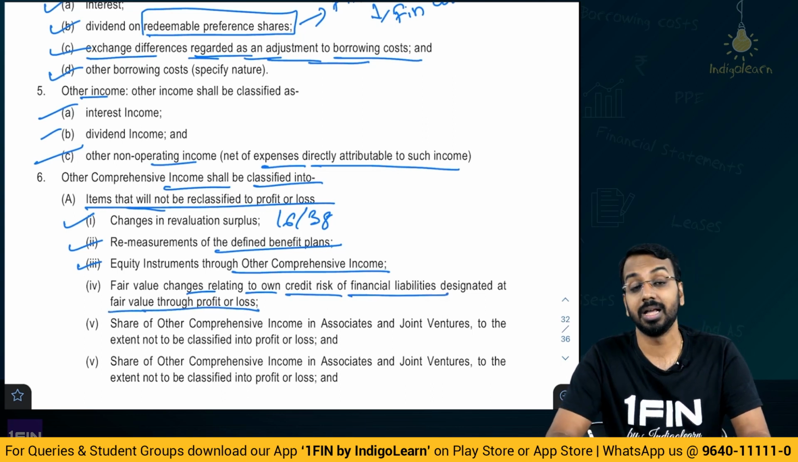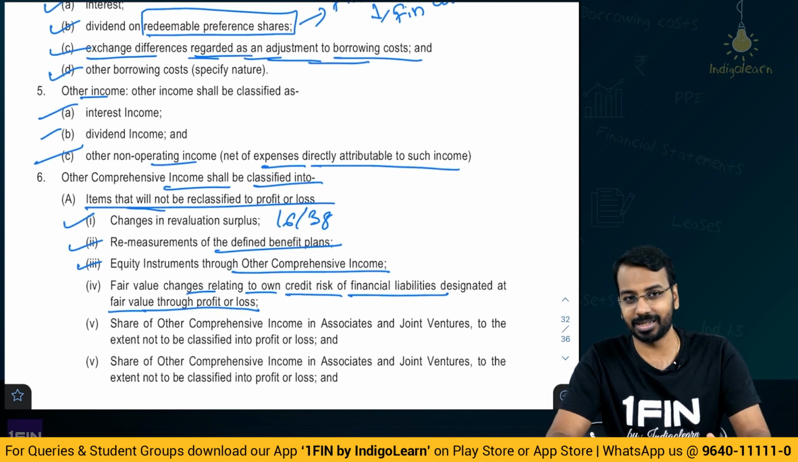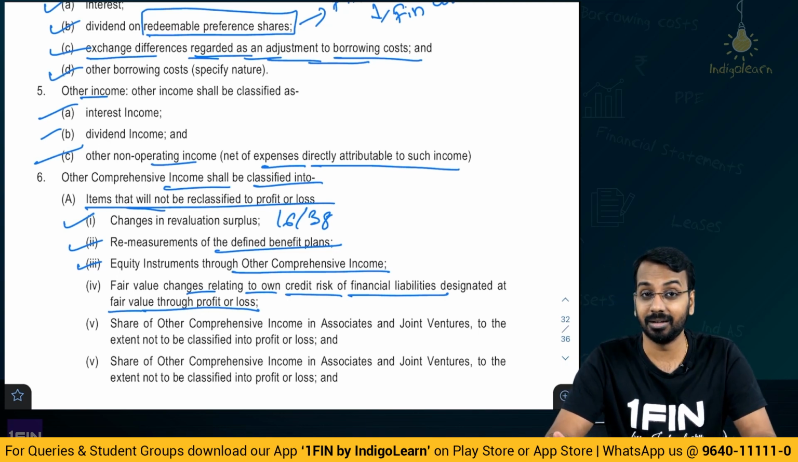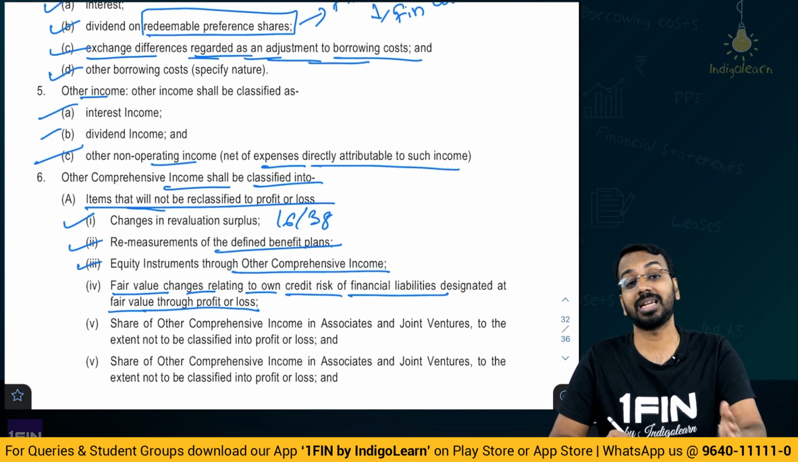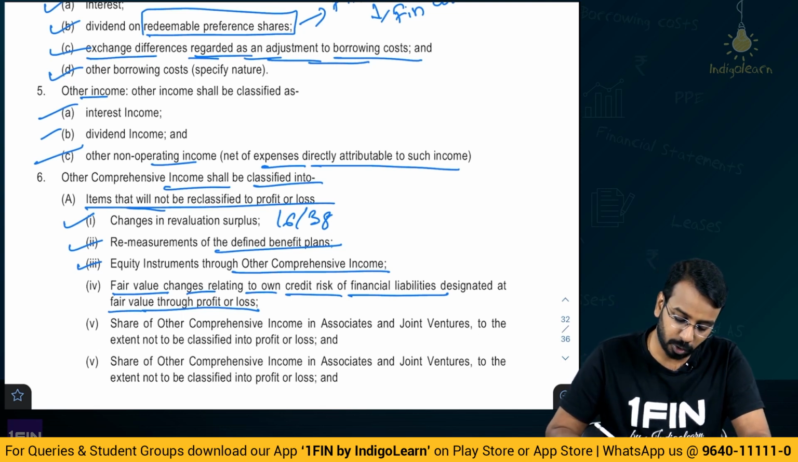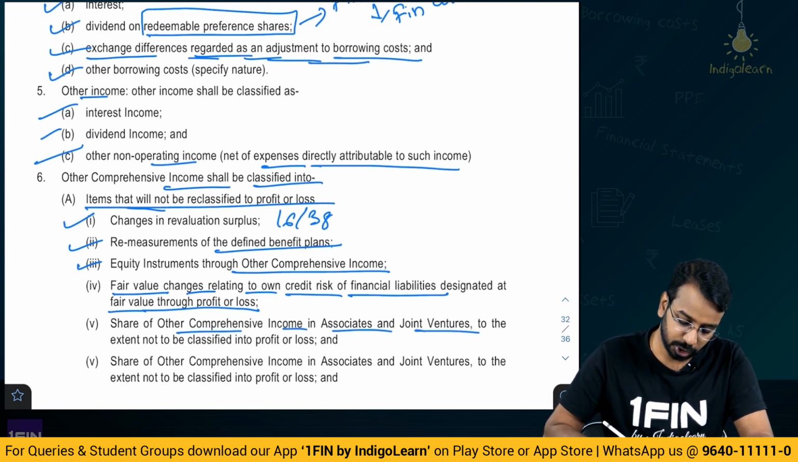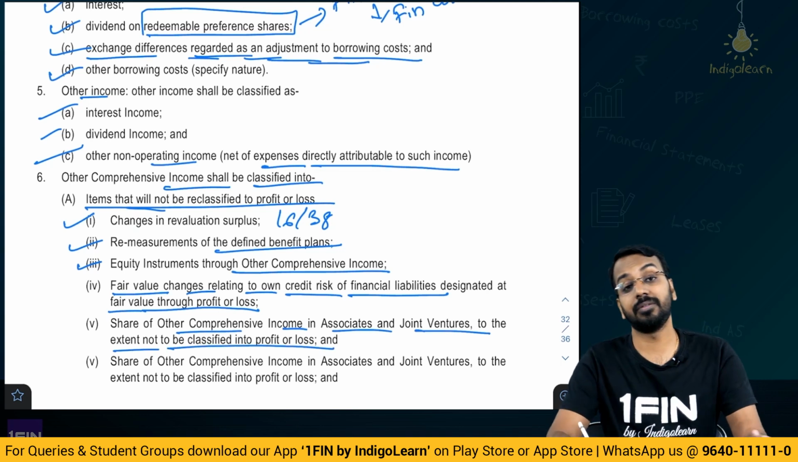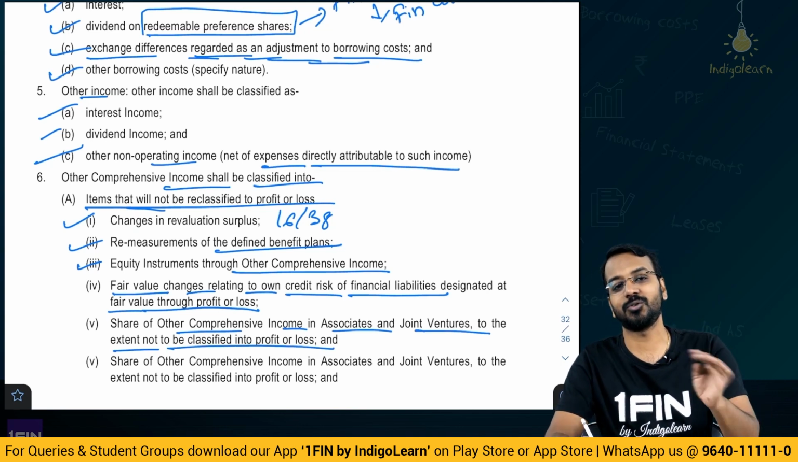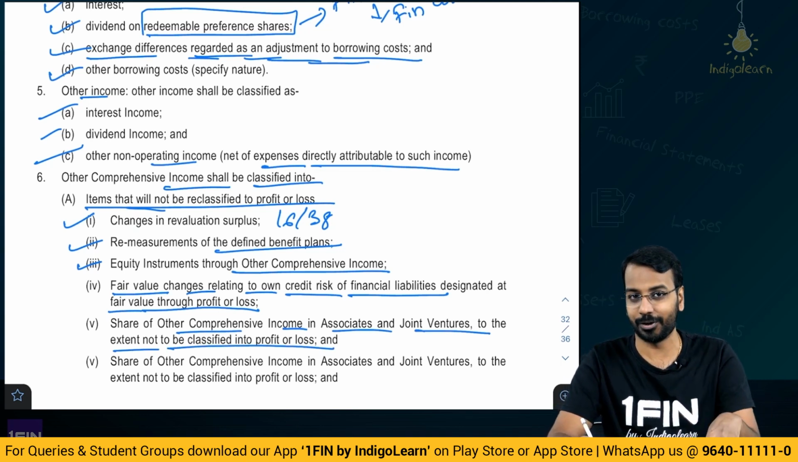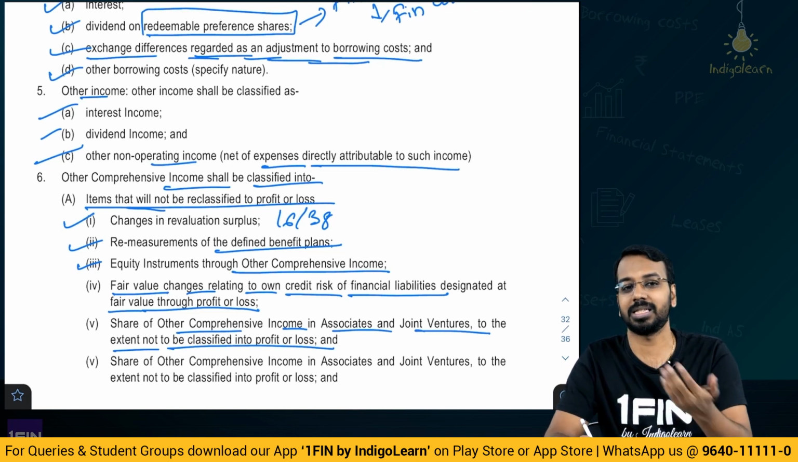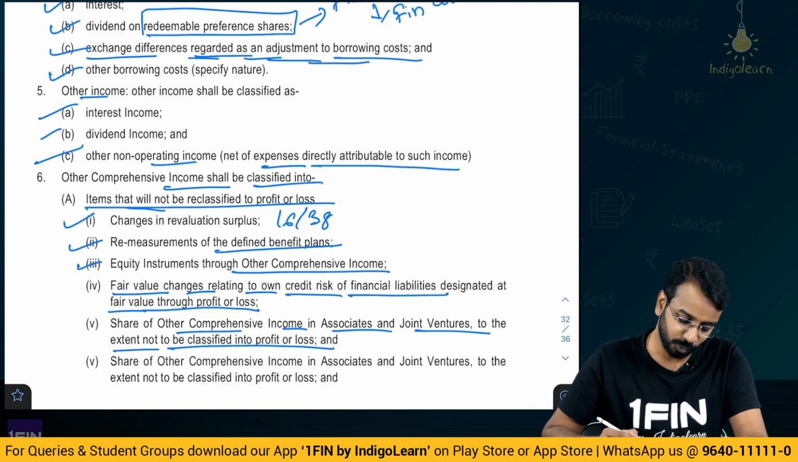So this we have understood: when there is a deterioration in the credit risk and because of which there is a gain, that has to be taken to OCI and that will not be reclassified to P&L. Share of other comprehensive income in associates and JV to the extent not to be reclassified. So if there is an associate or a joint venture whose share we are accounting for, and those OCI balances cannot be reclassified to P&L, so here also you will not reclassify to P&L.